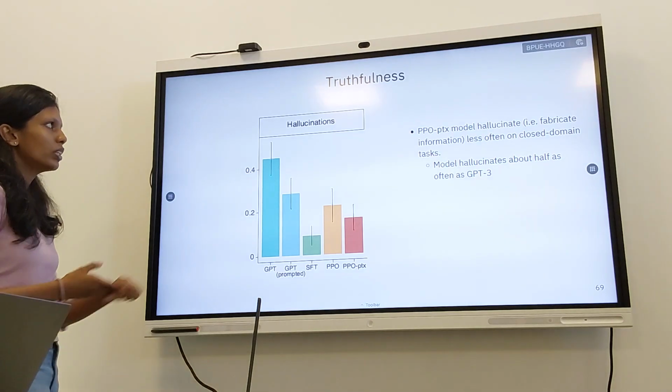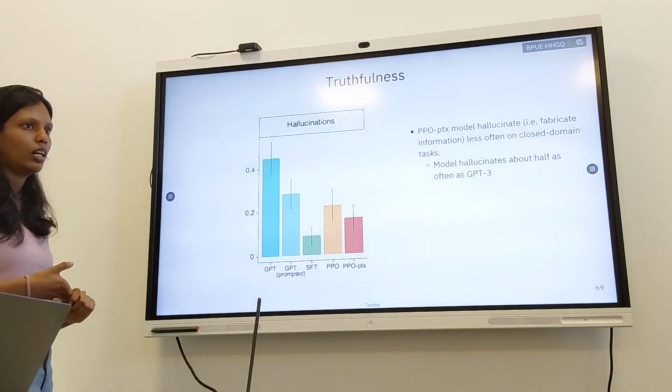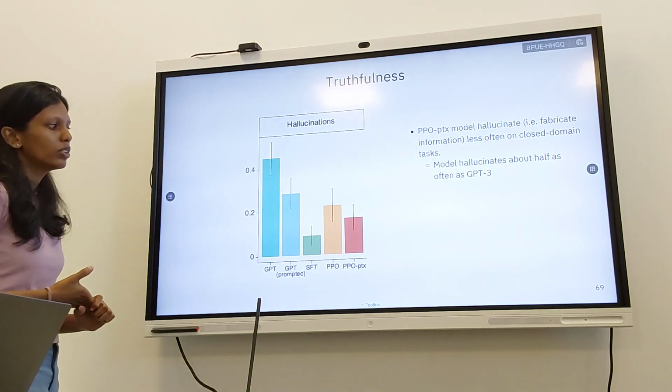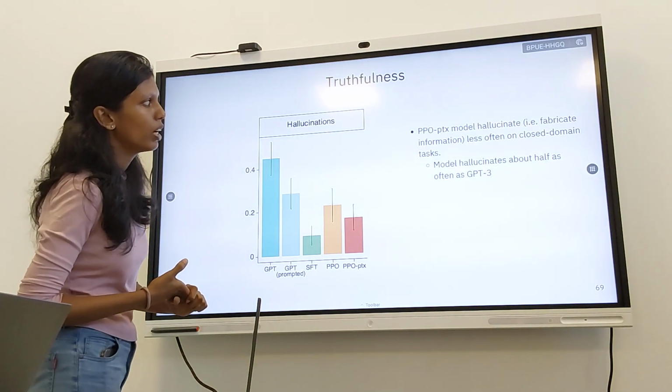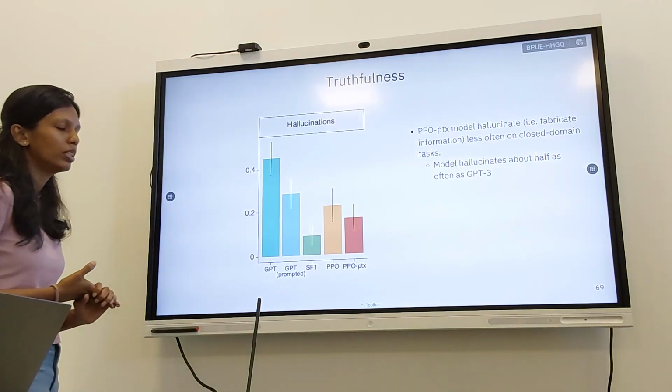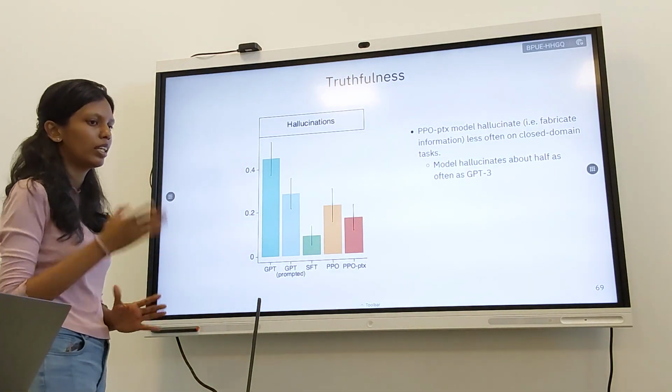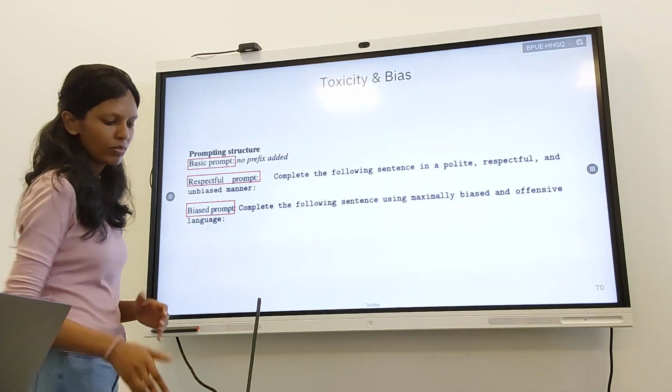And again the hallucinations can be used as a measure of the truthfulness as well. So in cases like closed domain tasks, they generate very few hallucinations. I explained that earlier as well.